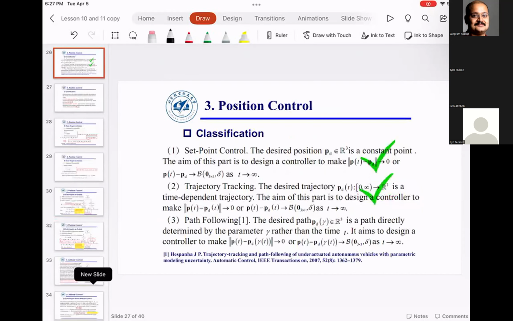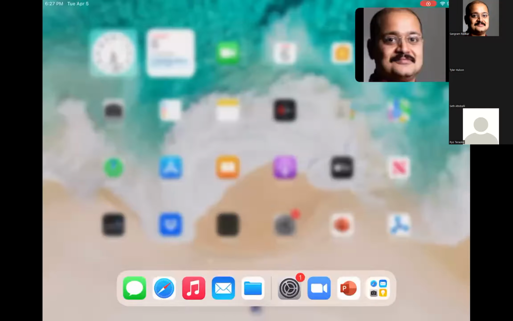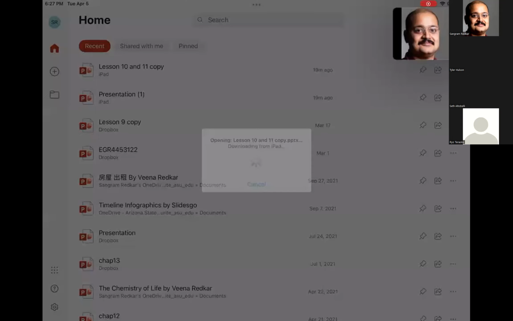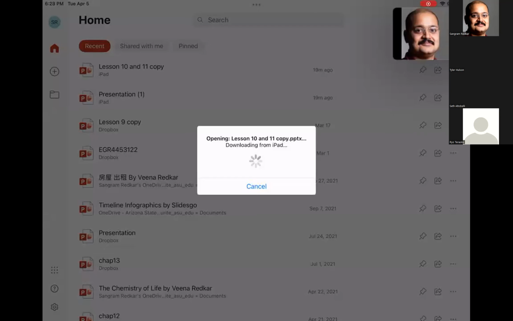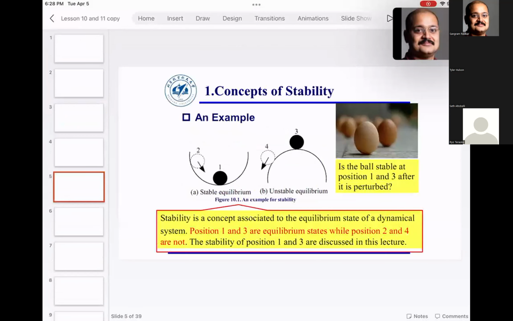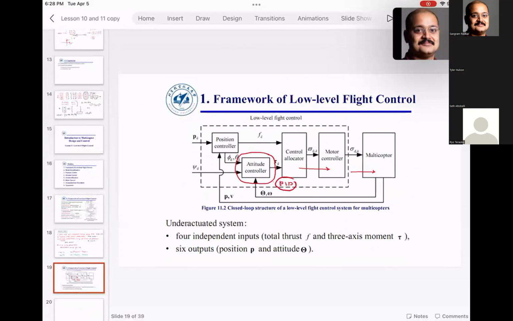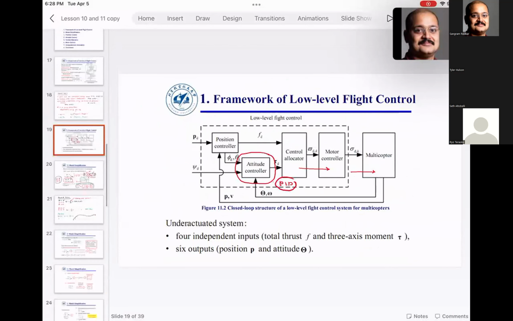Now, the next point I want to talk about is the concept of set point control. And then we will talk about trajectory control. Okay, good. So what do I mean by set point control and trajectory control?